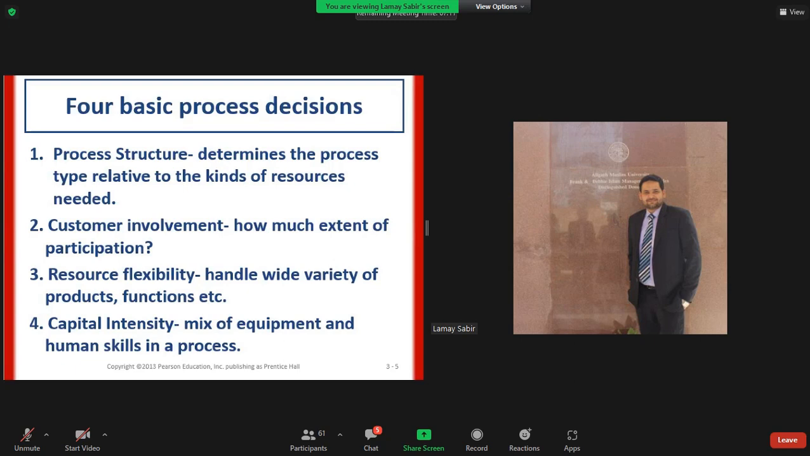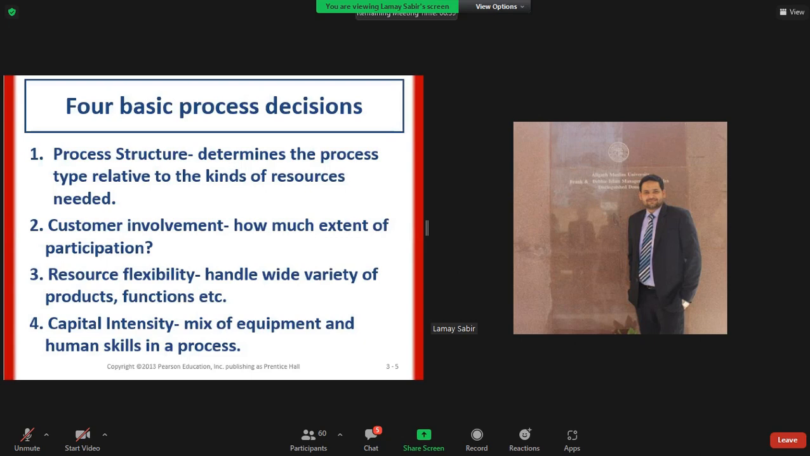These four important basic process decisions help you in designing your strategy. Whether my strategy is good enough or should I make changes to my strategy. Whether the output is coming as per my expectation, or changing one of these basic process decisions will actually make my strategy useful and my processes more efficient. Number one will be process structure.